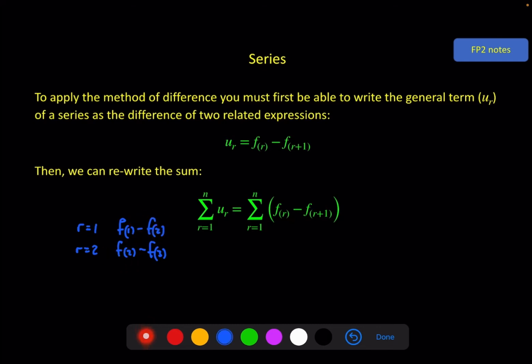And if I keep going and I add the third term of the series, I get f(3) minus f(4). And again, f(3) here cancels with this one here. So you can see as I keep building terms, every time I add a term, part of it will cancel with something from a different term. And if you keep going, eventually you'll get to r is equal to n.